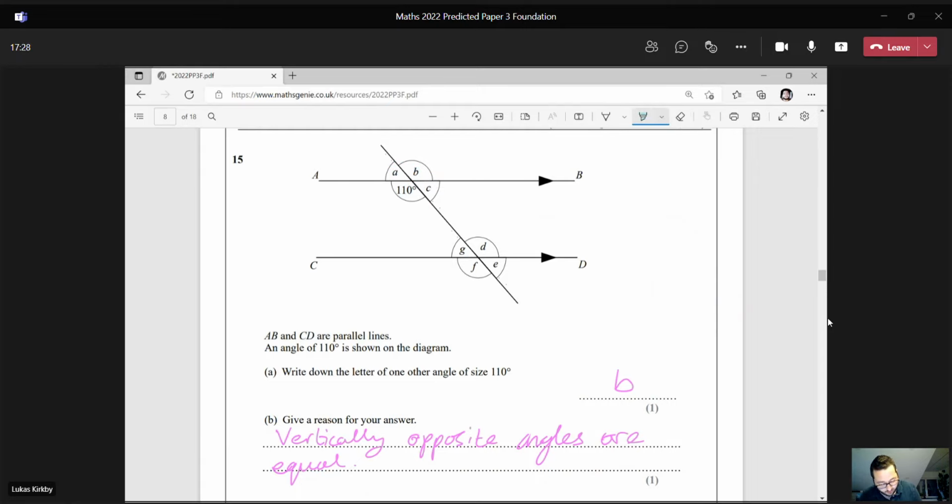The other thing you've got is you've got corresponding angles. Let's just use a pen. So corresponding angles. So that tells me that this here is the same as this here. So we could have written, let's just write another one. So F equals 110 because corresponding angles are equal.